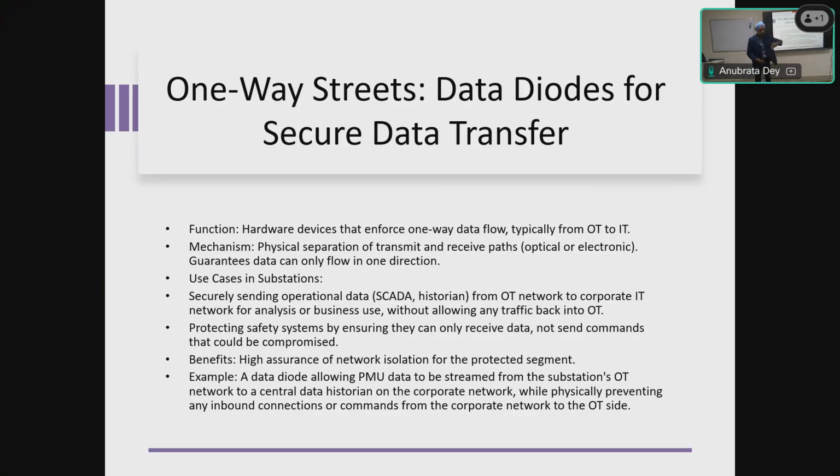So I think I have enough time to talk about data diodes. Okay, so what are the data diodes?